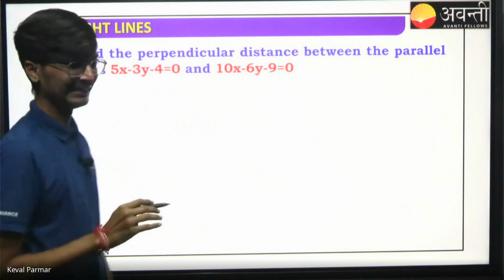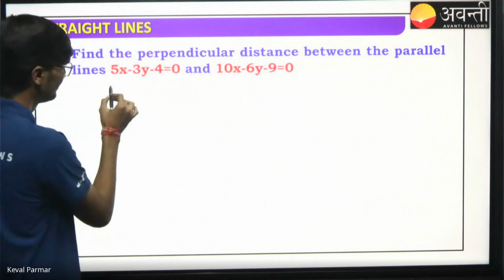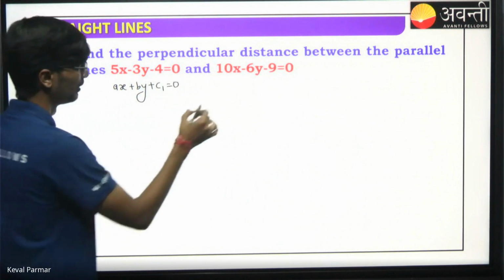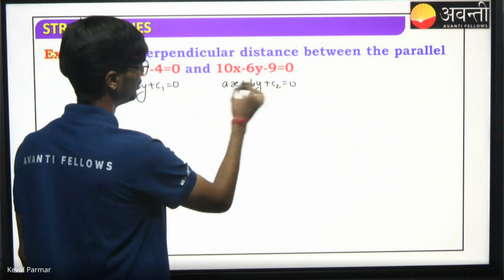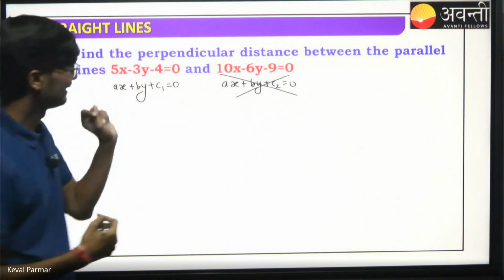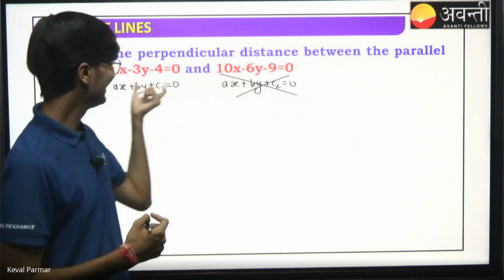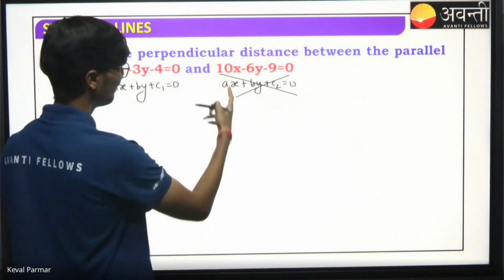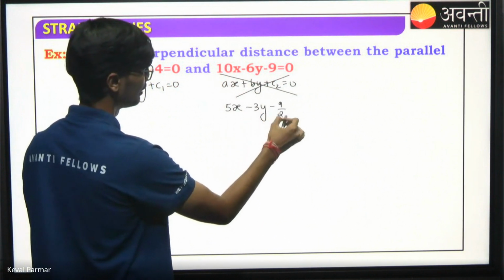I said if the lines are parallel, A and B should be the same. So that means, suppose this is AX plus BY plus C1 equals 0. Then I cannot write it as AX plus BY plus C2 equals 0. Why? Because here A is 5, B is minus 3. Here A is 10, B is minus 6. So for them to be equal, we need to divide this line by 2. If I divide this line by 2, I'll get 5x minus 3y minus 9 by 2 equals 0.